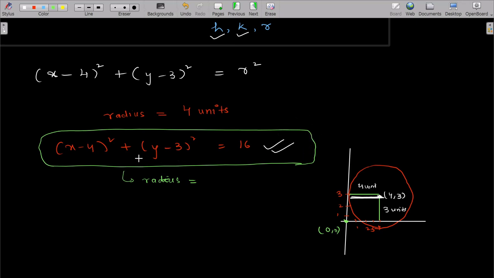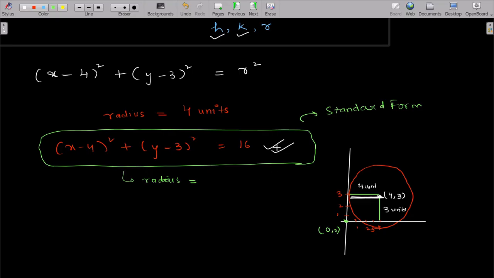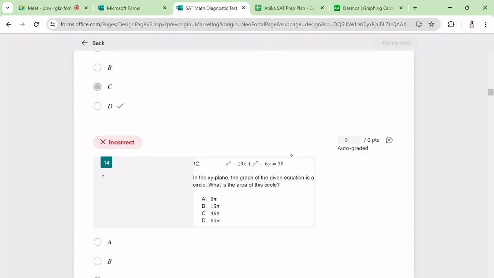I've come back to the previous question that we were doing. If this equation is given to us, this equation is in standard form. But in this question, the equation is not given to us in the standard form. So what we need to do is convert this equation to the standard form.